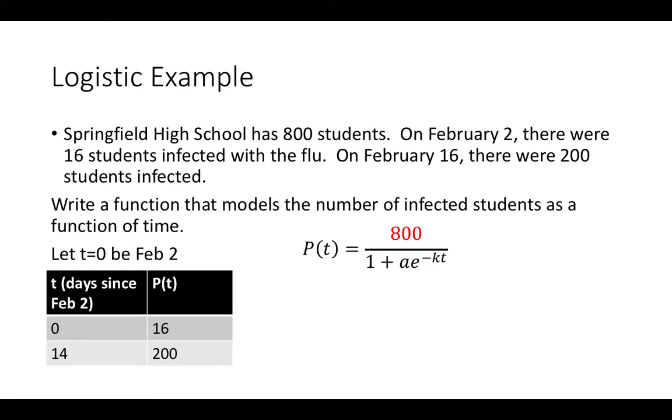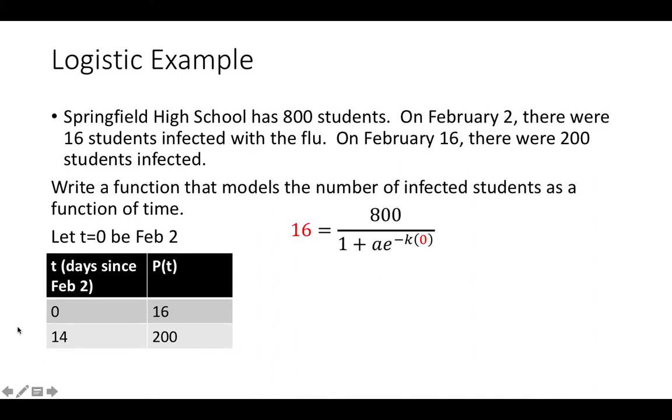Now, let's analyze this, and let's use the information that we have. So the first thing we do is substitute in 0 for t and 16 for P of t. And then we're going to solve for one of the missing letters here. So let's get right to it. e to the 0th is just 1. In fact, anything to the 0th is just 1. So that whole term cancels out, and all we have left here is just a.